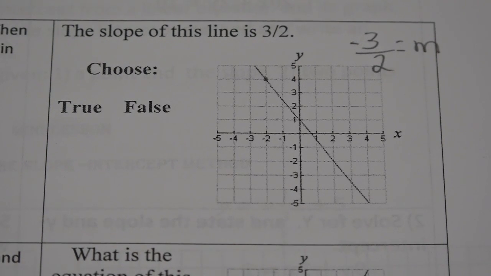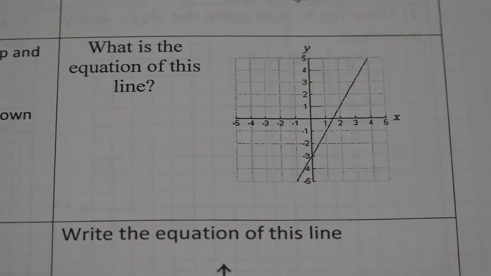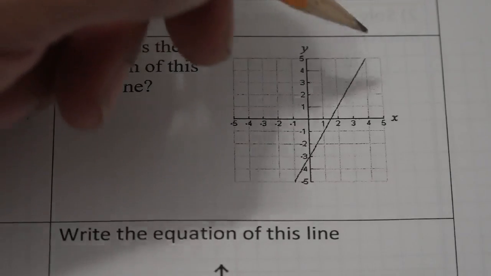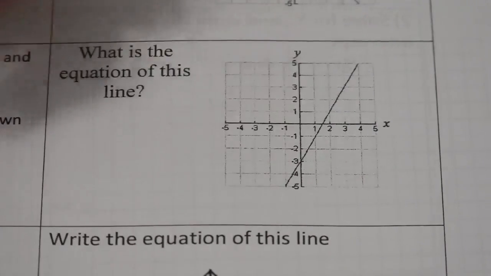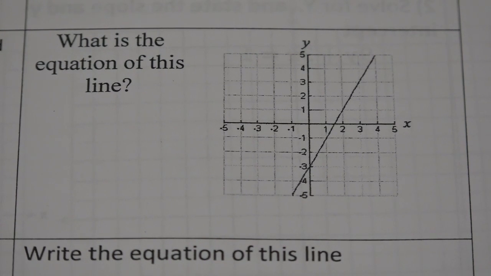Now let's move on to the next exercise, okay? Take a wild guess. It says, what is the equation of this line? Well, let's see. Let's identify the slope of this line. So the slope of this line, let me see. I need a close-up. Okay, you try to do it first.